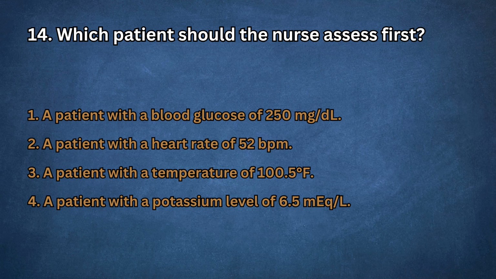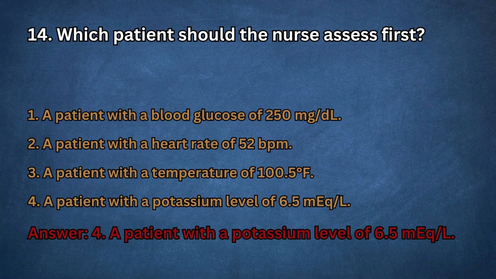14. Which patient should the nurse assess first? 1. A patient with a blood glucose of 250 milligrams per deciliter. 2. A patient with a heart rate of 52 beats per minute. 3. A patient with a temperature of 100.5 degrees Fahrenheit. 4. A patient with a potassium level of 6.5 milliequivalents per liter. Answer 4. A patient with a potassium level of 6.5 milliequivalents per liter.